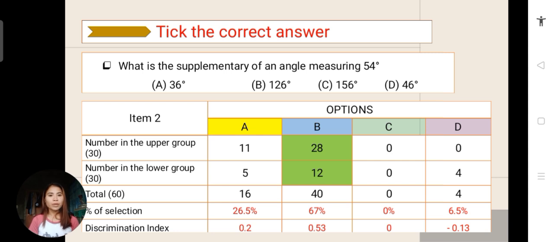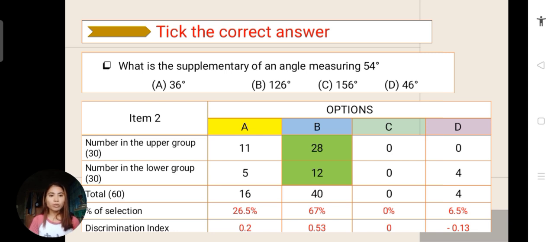The first row is the upper group, and the second row is the lower group, then the total number of students, the percentage of selection, and lastly the discrimination index. So in option A, in the upper group, only 11 students chose option A. And in the lower group, there are only 5, a total of 16, and the percentage of selection among 60 students is 26.5%, and the discrimination index is 0.2.